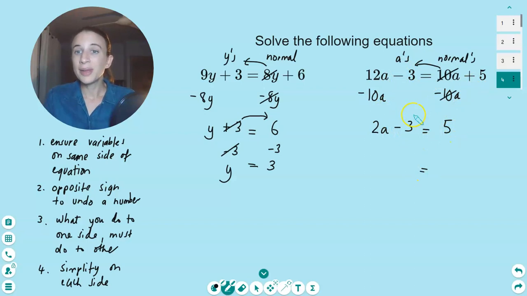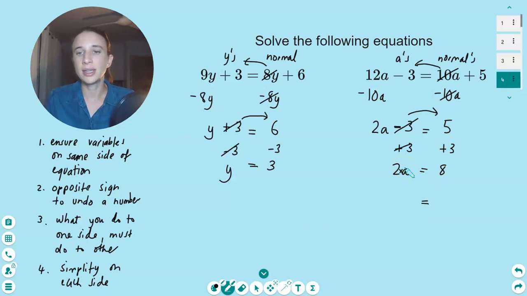Now there is a normal number here that we don't need, so we're going to get him over to the other side. Don't forget the sign in front. So taking away 3, to undo that, we plus 3 to both sides. That will get rid of it. Negative 3 plus 3 is 0. 2a equals 8.